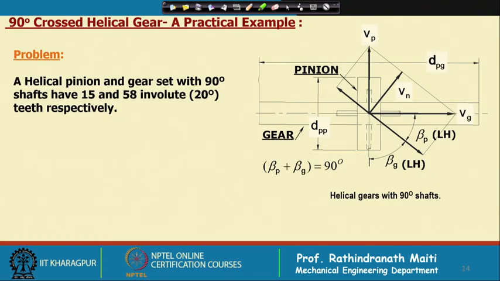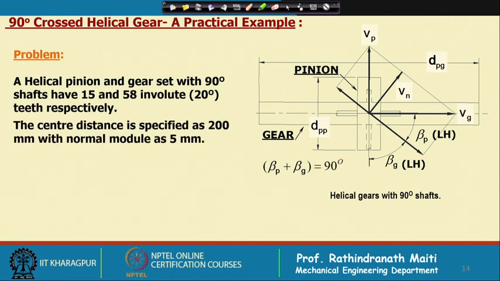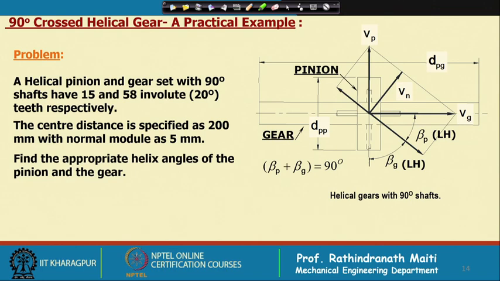Now, the problem we have chosen: a helical pinion and gear set with 90 degree shafts have 15 and 58 involute teeth respectively. That means pinion is having 15 teeth and gear is having 58 involute teeth, 20 degree involute teeth. The center distance is specified as 200 millimeter with normal module as 5 millimeter. Once we are expressing the normal module, that means normal circular pitch is also defined, because it is pi into module. Find the appropriate helix angle of the pinion and the gear, and also their pitch circle diameters, that we have to calculate.